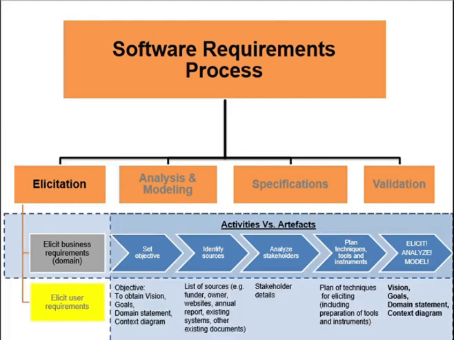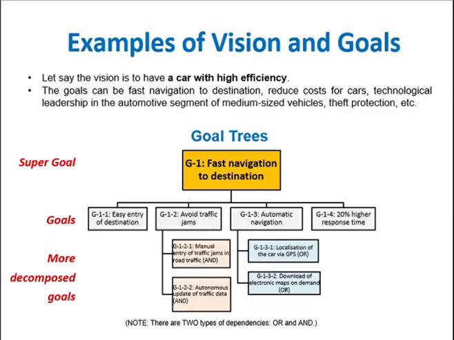All right, these are the details you can read on, the things that I have explained just now. These are the examples for the first level: vision and goal. This is a good example. Let's say the vision of the company is to have a car with high efficiency. This is the client company, and they're asking you to build the requirements for an app. Their company vision is to have a car with high efficiency.